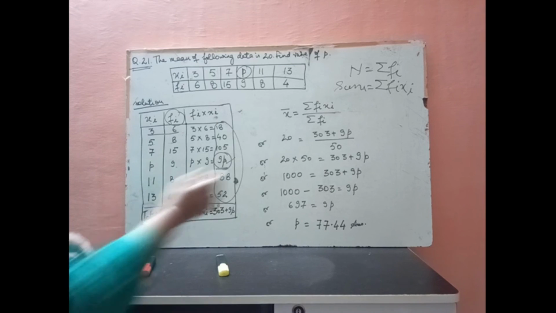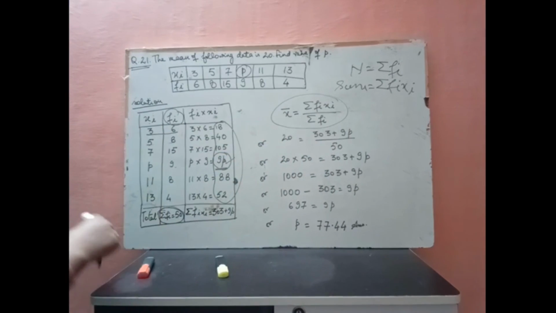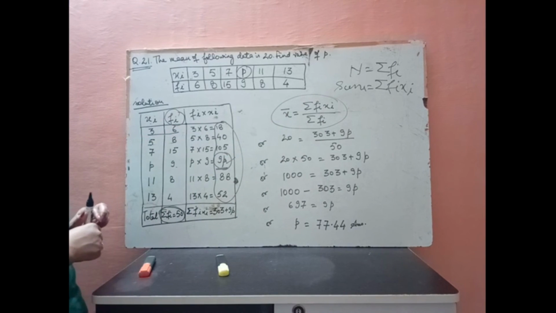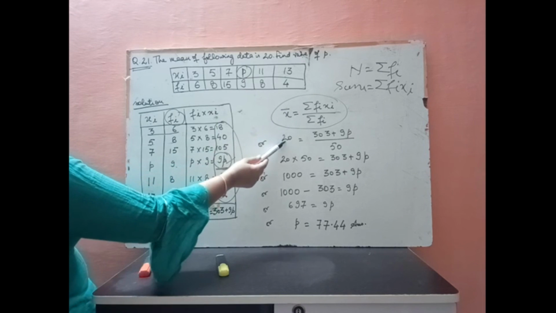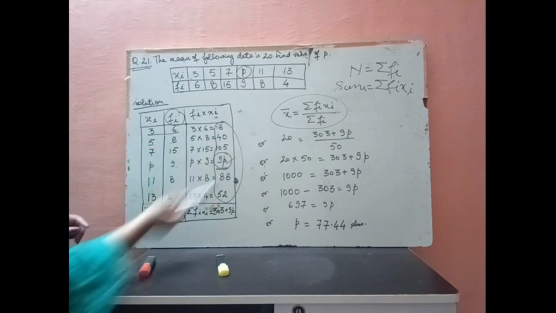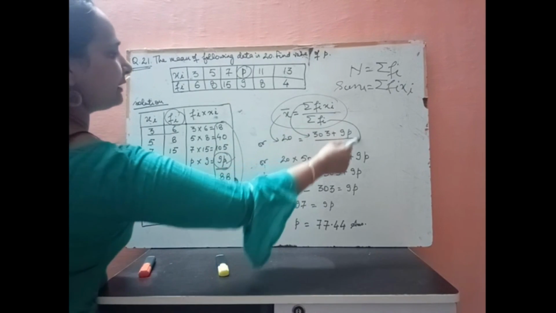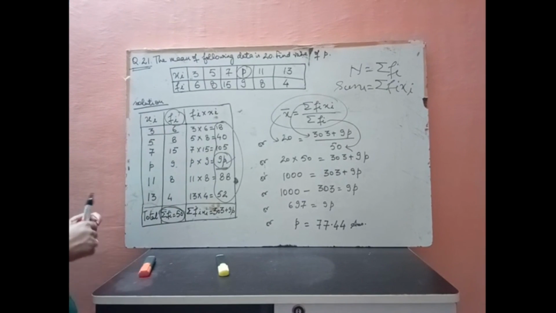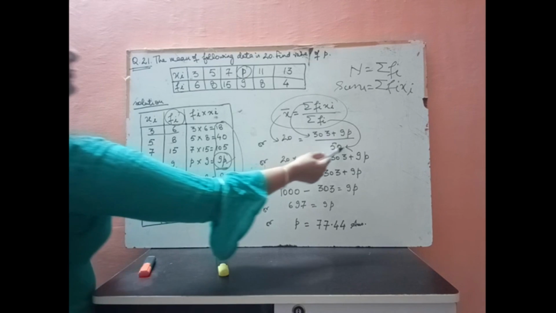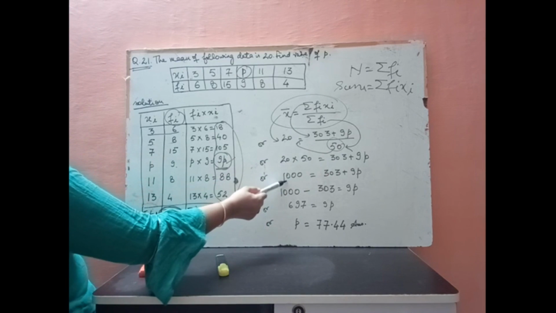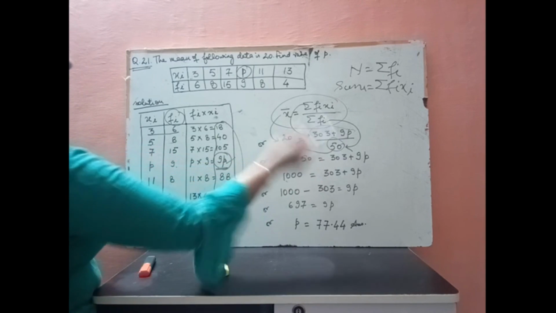Now we know this formula. Mean for a frequency distribution table is x bar equal to sigma Fi xi divided by sigma Fi. The value of x bar is 20. Sigma Fi xi is 303 plus 9P. We will put its value here, and this value will be used here. So we will get 20 is equal to 303 plus 9P divided by 50. This 50 will come on this side and be multiplied here. So 20 multiply 50, 1000, is equal to 303 plus 9P.